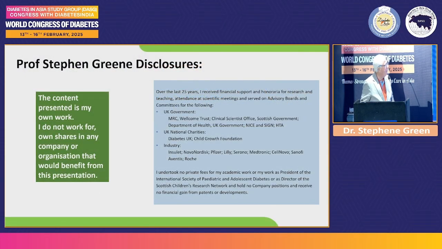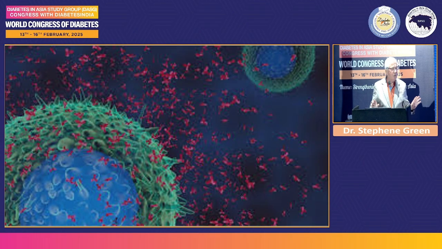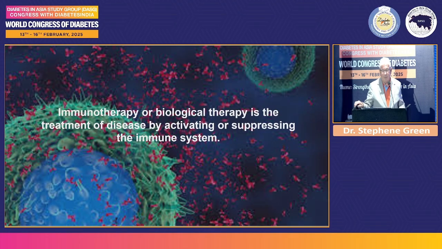So, I'm going to talk about prevention. I am not an immunologist at all. I'm a clinician, clinical researcher, and I'm approaching this as a clinician in a clinic would do if he was meeting some families, children with diabetes, and asking the question about prevention. So immunotherapy or biological therapy is the treatment of a disease by activating or suppressing the immune system.